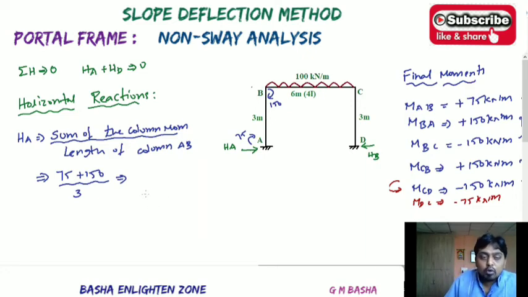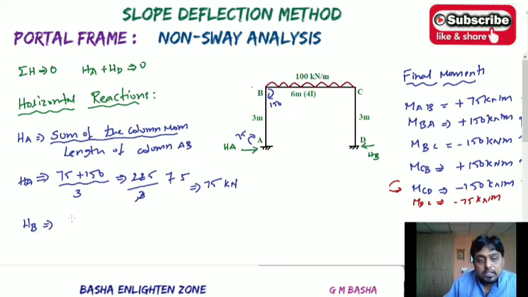So after simplifying, how much will you get? 150 plus 75 is 225, divided by 3. So the horizontal reaction at A will be equal to 75 kilonewton. Sorry, it will not be in terms of meter units, so kilonewton only.